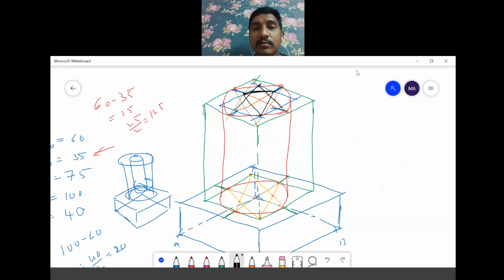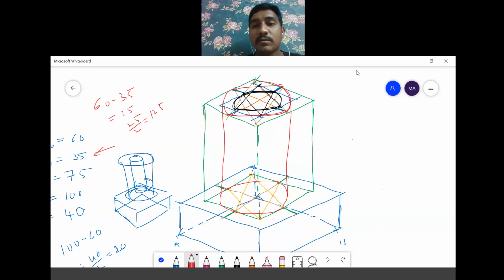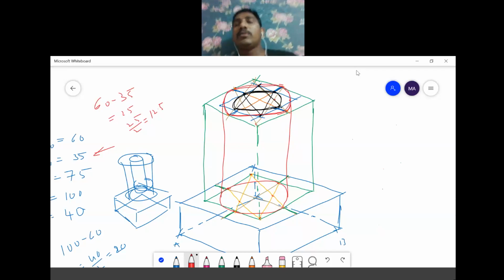Second. Okay, this as a center, this as a radius. And this as a center, this as a radius. Here your outside cylinder is this one. This one will be your hollow cylinder.